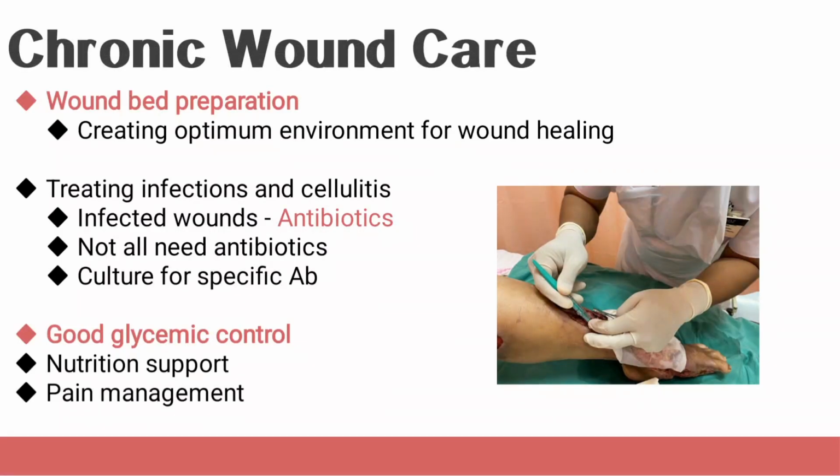In chronic wound care, the first and most important thing is wound preparation. By preparation of the wound bed, we are creating an optimum environment for wound healing. We have to treat infections and cellulitis, and usually we treat with antibiotics, but not all chronic wounds need antibiotics. We can send cultures from the wounds and look for specific antibiotics. And the patient should have good glycemic control, good nutrition, and pain management is also very important.